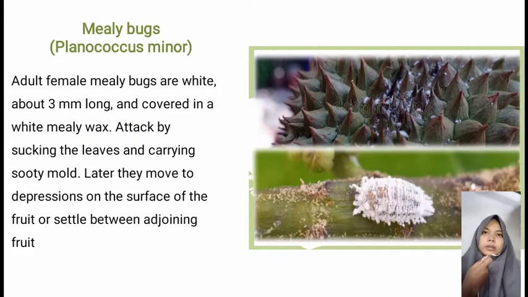Okay, next, mealybugs or Planococcus minor. Adult female mealybugs are white, about 3 mm long, and covered in a white mealy wax. They attack by sucking the leaves and carrying sooty mold. Later they move to depressions on the surface of the fruit or settle between adjoining fruit.